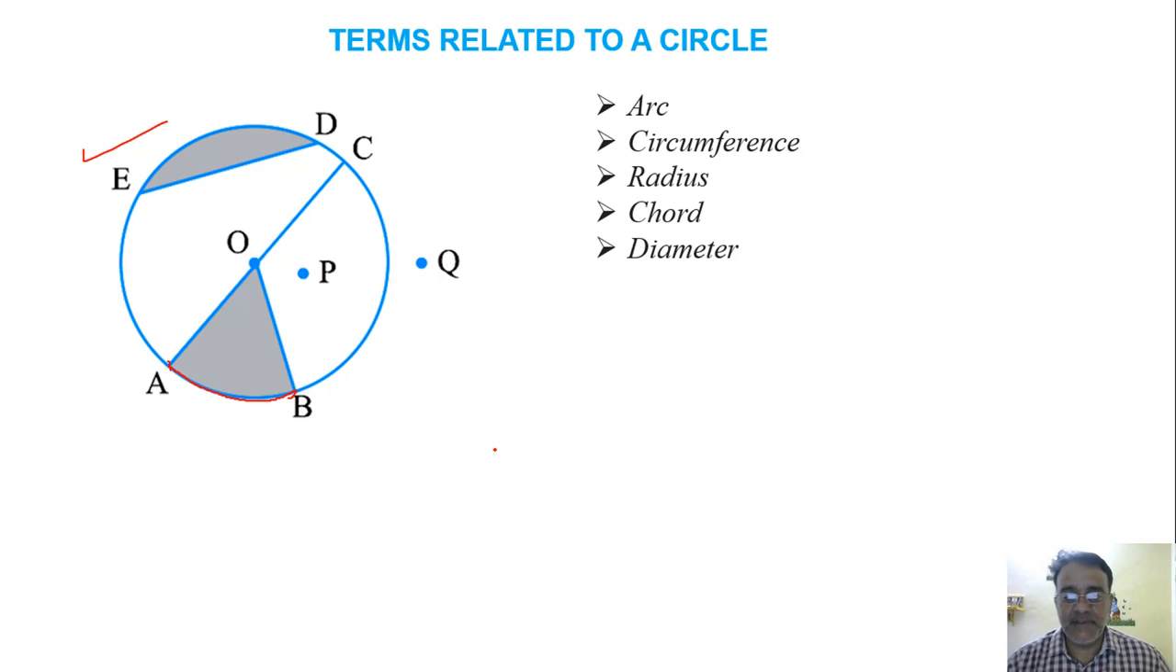Now next is diameter. Diameter is the chord which passes through the center. Diameter is 2 times the radius. Diameter is the longest chord. Diameter is a line segment passing through the center having end points on the circumference of the circle. So in two or three ways we can define diameter here. Can you identify the diameter in this figure? Yes, sir, AC. Very good.